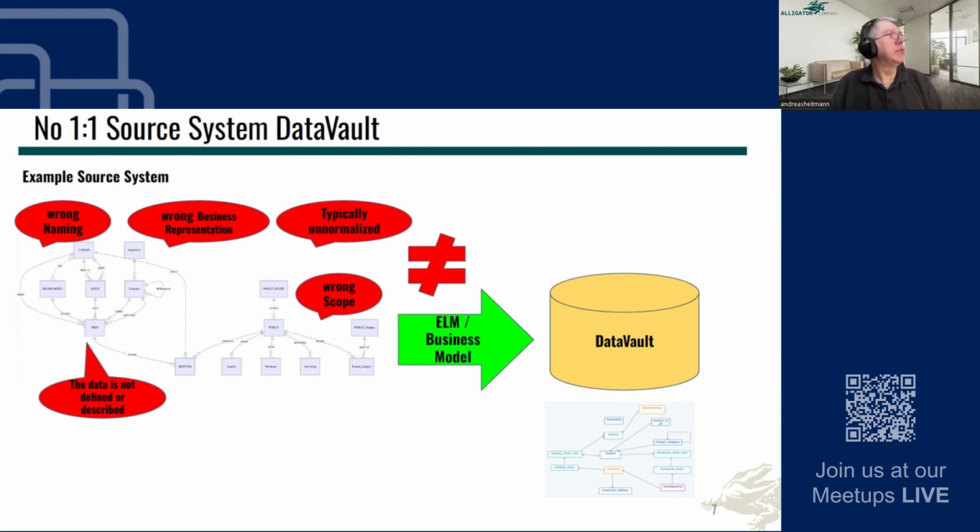Typically, the source data is not quite normalized and harmonized, in fact. And in many cases, you have the wrong scope. For example, with a supplier, of course, you have the supplier here, but it's not in focus. Just think of an SAP system: you will get hundreds of tables with hundreds of attributes, and it doesn't make sense, in fact, to just make a one-to-one data vault out of it.